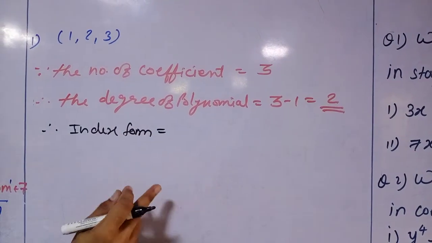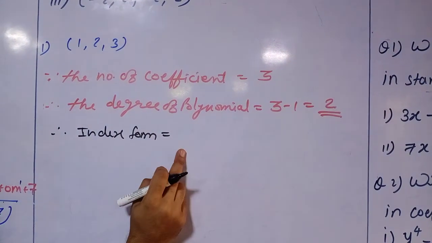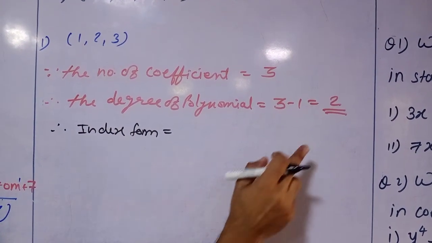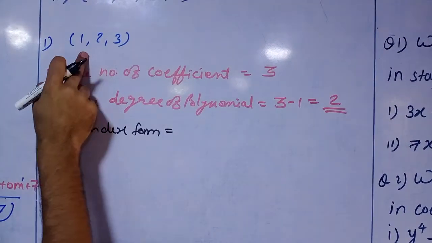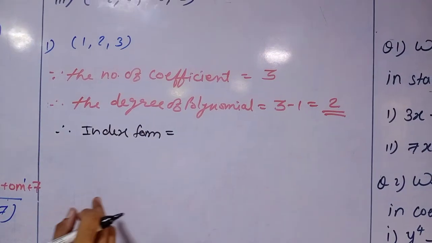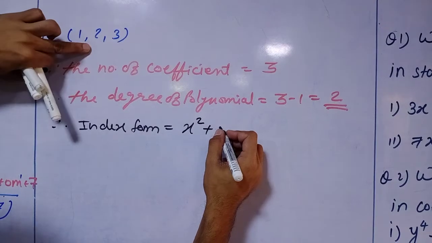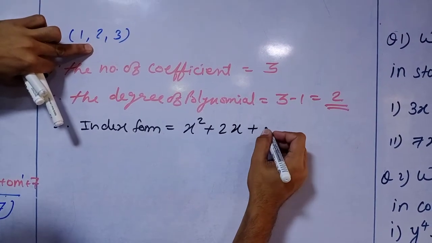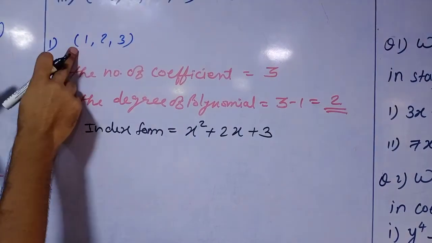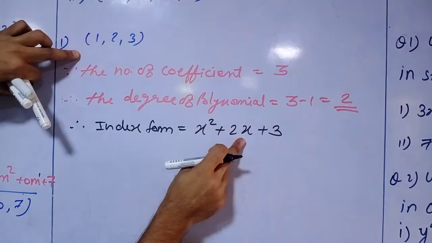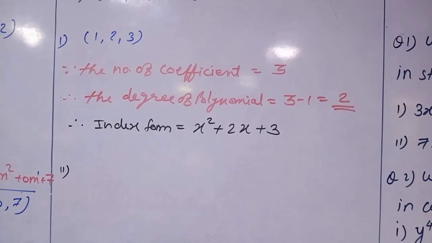is equal to, whenever we are writing the index form we have to do these two steps. Now we can use any variable, so the index will be 2 and the coefficients are given over here. So the first one is given, so we can write x square plus 2x plus 3. This way we can write 1 x square, 2x and plus 3. Come to the second one.